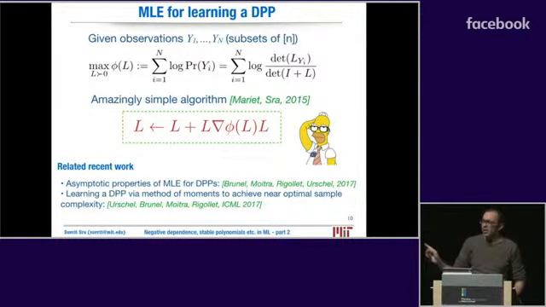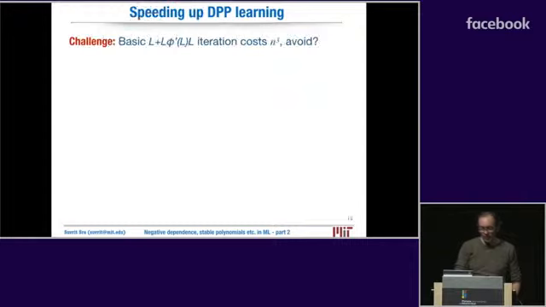So when you look at this, many of the large-scale people in the room may say, well, you have those matrices and you have these gradients of determinants. Those are not easy objects to compute. What should I do? So, of course, the basic iteration, if you implement that, costs n cubed. How do you get around that?